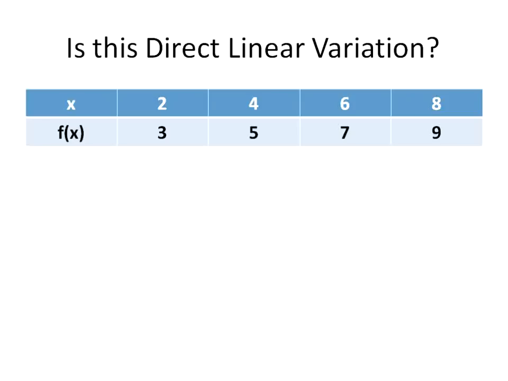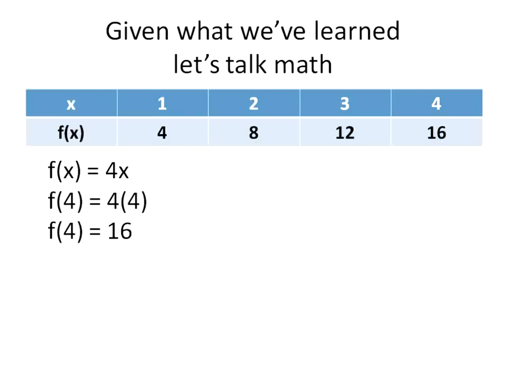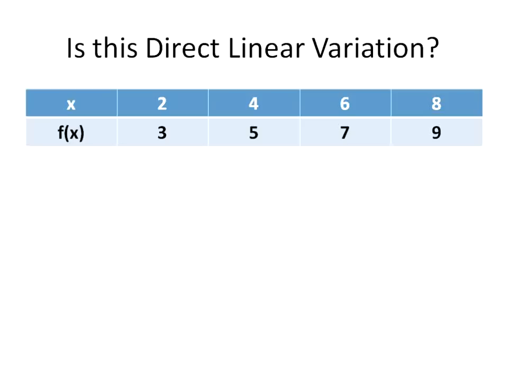The types of questions that you might be asked when you're dealing with direct linear variation: first off, one type would be fill in the table. Find the constant and fill in the table. That's what we did in the previous question. In this one, they might ask, is this direct linear variation? 2, 4, 6, 8, 3, 5, 7, 9. I mean, it seems to have a pattern there.